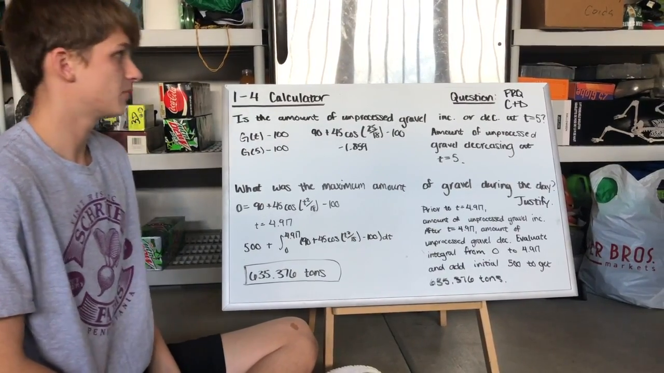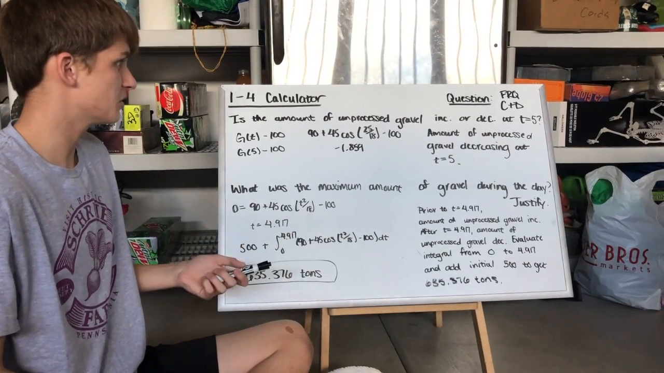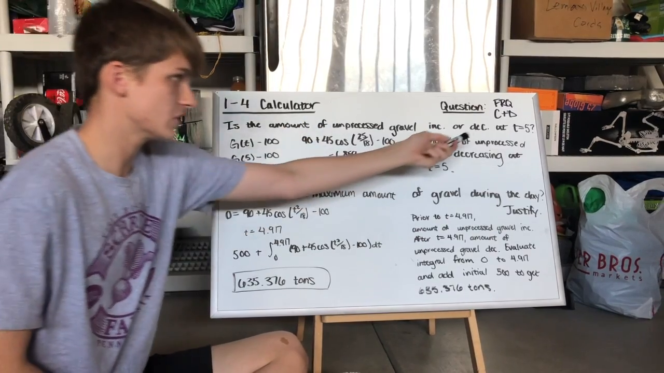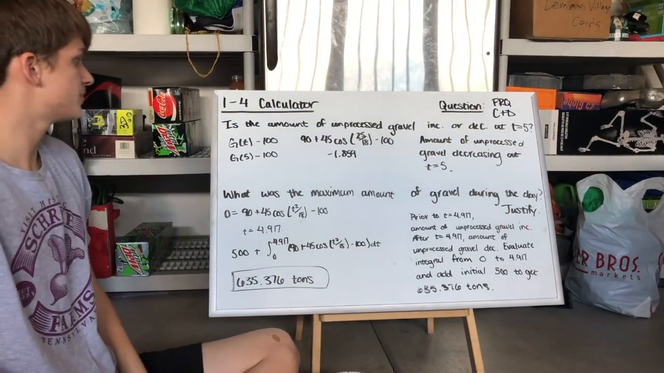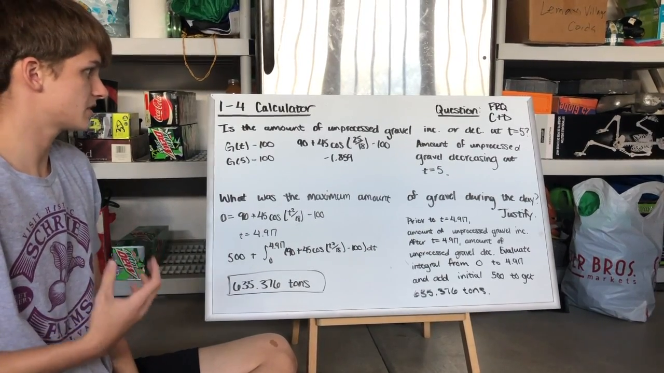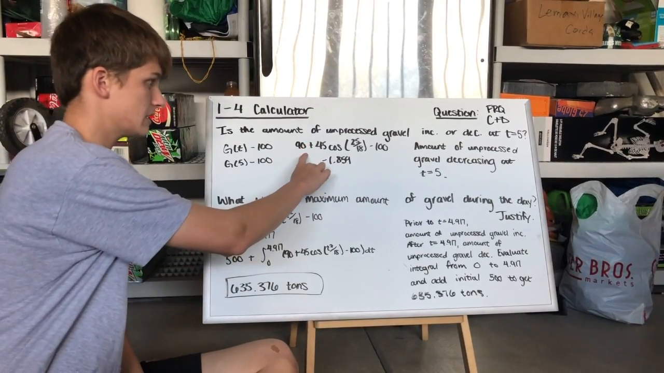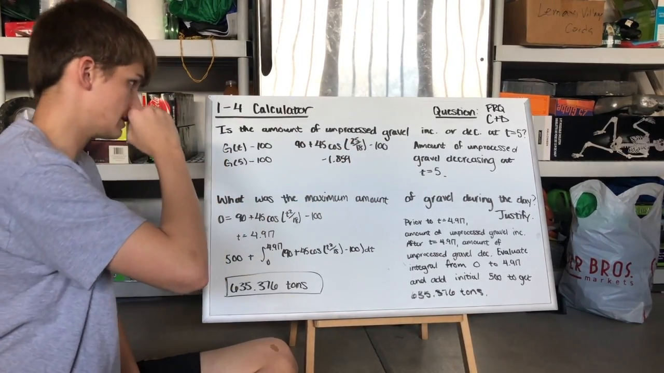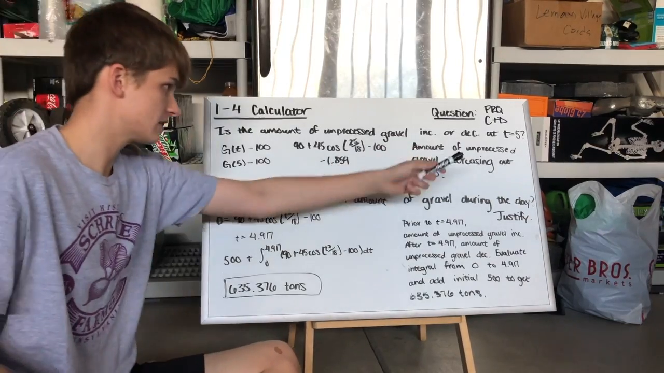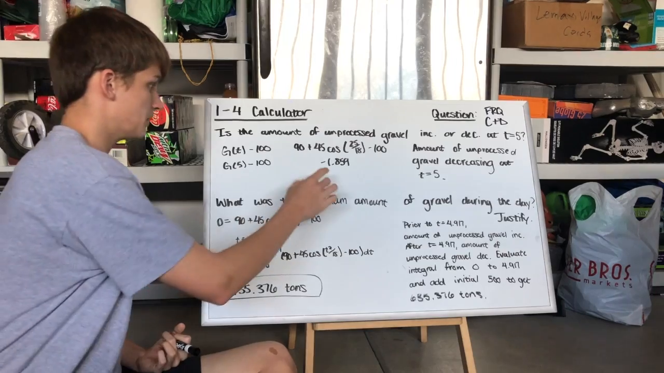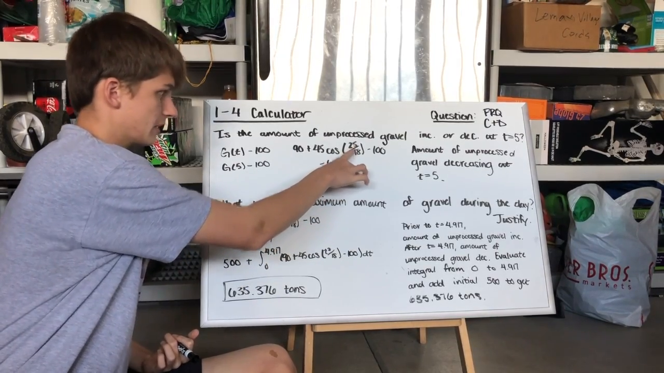In part C of the FRQ, we're asked to determine whether the amount of unprocessed gravel is increasing or decreasing at t equals 5. We can evaluate this by taking our g function that we had earlier, which was 90 plus 45 times the cosine of t squared over 18. Since we're evaluating at t equals 5, we plug in 5 to the t squared position, which is how we get the 25 over 18.